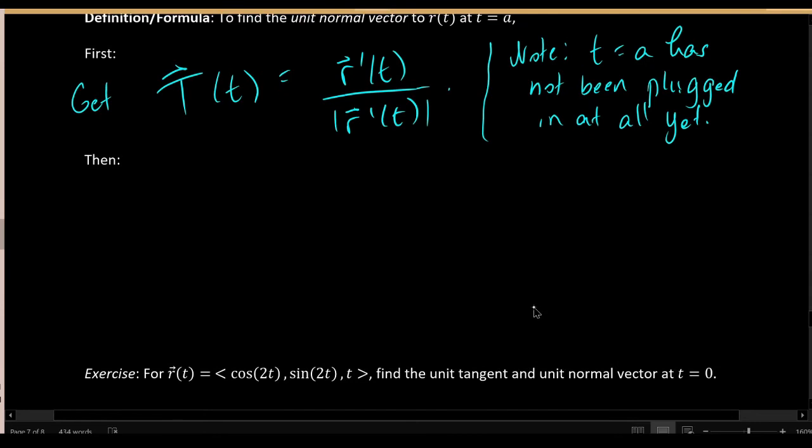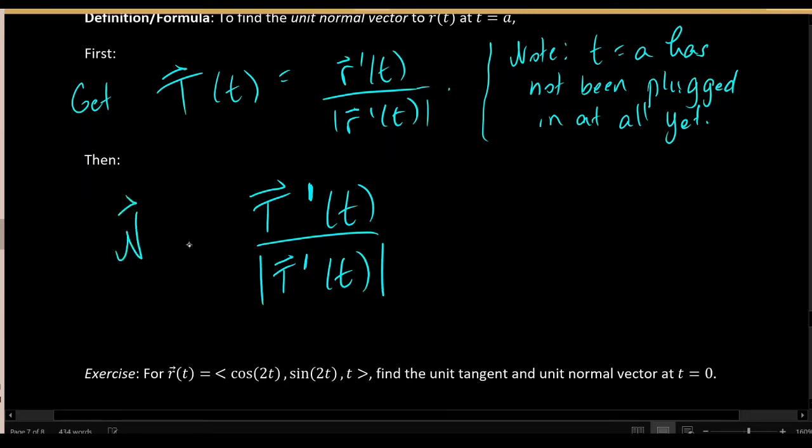Once you have done that, you can find the unit normal vector by taking the derivative of the unit tangent vector and dividing that by its length. The unit normal vector is called n, just as the tangent vector was called t. Once you have found that quantity, then you can go ahead and plug in your given t value.